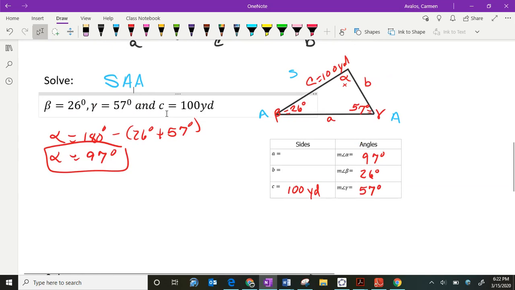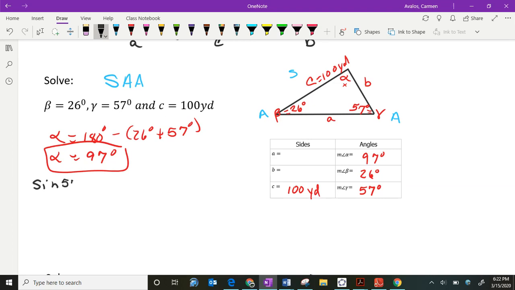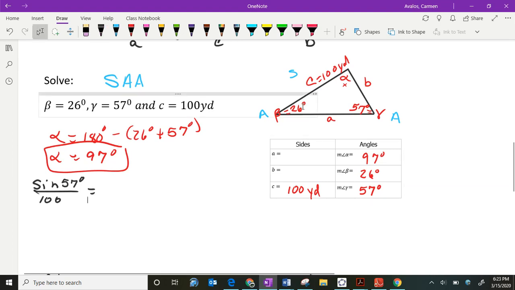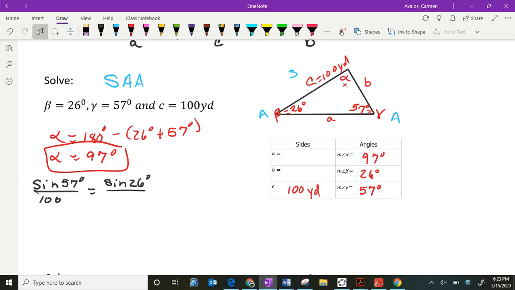So the way that you set up the law of sines here is that you're going to do the sine of 57 degrees, because that is your alpha, I'm sorry, your gamma, and it's going to be opposite 100, which is your C. And I could use either one of them, but the one that I know is 26 degrees, and then this one here is the other unknown. So it's going to be the sine of beta, which is 26 degrees, all over B. Notice how I use the information that's given so that I only have one unknown, and then I could actually do the calculations and solve for it.